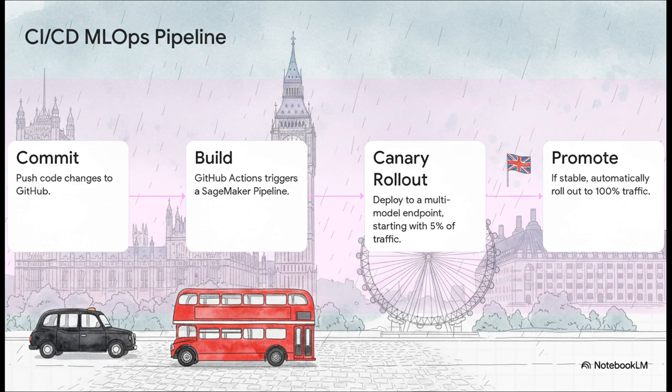For any engineer watching, this CI/CD pipeline is pretty much the dream. A simple code commit to GitHub triggers the entire workflow. Automated builds, testing, the whole shebang. It uses a canary rollout, starting with just 5% of traffic to a multimodal endpoint. And if all the metrics look stable, it automatically promotes to 100%. That is modern MLOps done right.